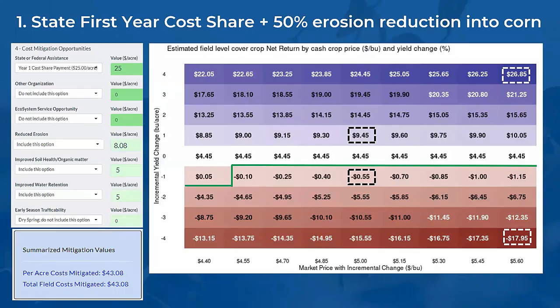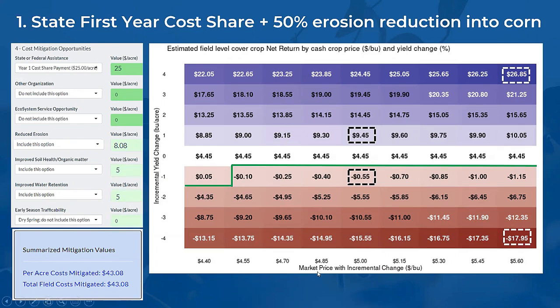So here's the first example. This is central Iowa, and the farmer is in the first year. He or she has a first-year cost share payment of $25. We also, based on the interactive erosion map, put the value of cover crop in reducing erosion at about $8 per acre. We also put here a $5 improvement in organic matter and soil health and a $5 improvement in water retention. And again, these $5 numbers are probably very conservative, very small, but that's the base. And this is for corn.